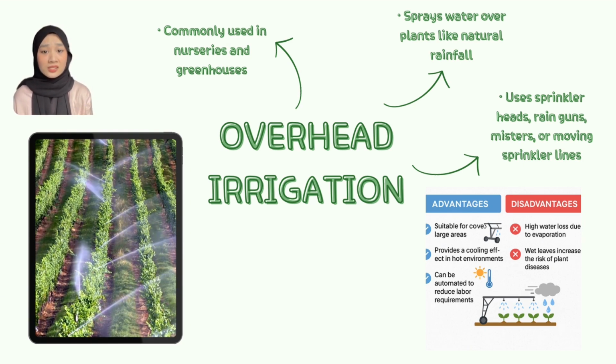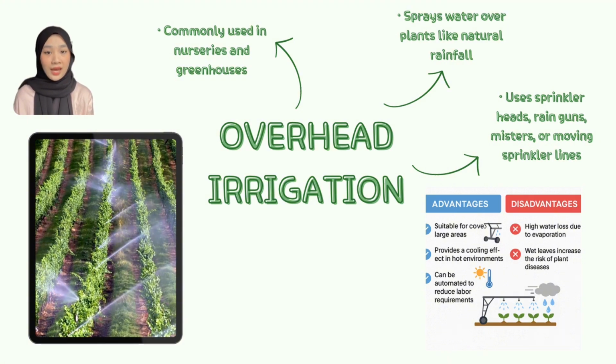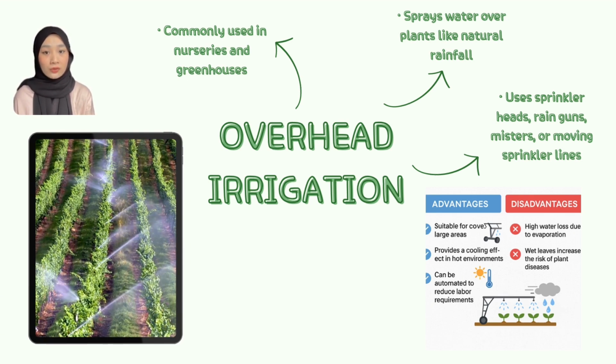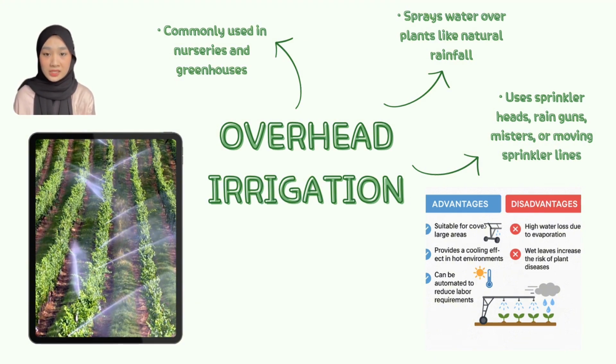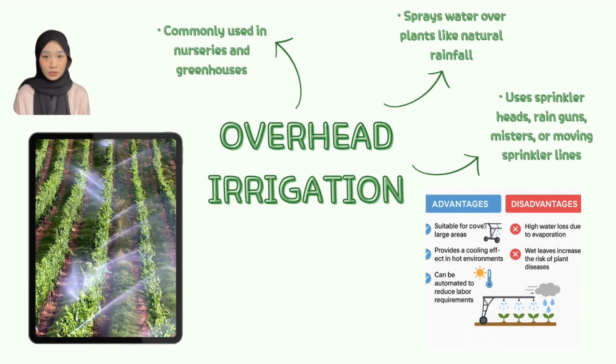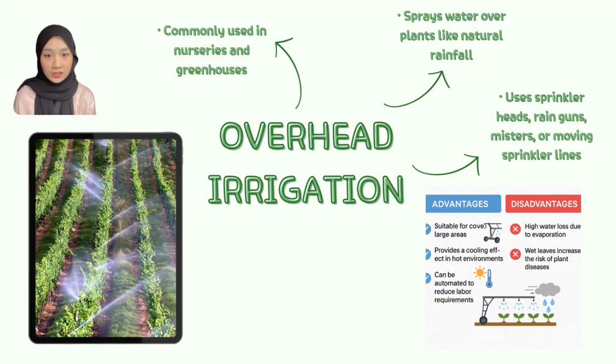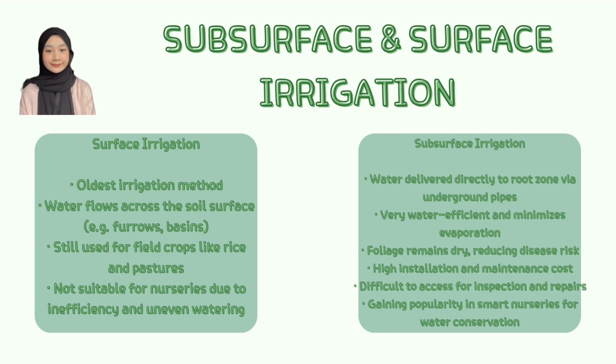But there are some drawbacks. Water distribution can be uneven, especially in windy conditions. A lot of water is lost through evaporation, and wet leaves can lead to plant disease. Even so, this method is still effective if designed properly, especially for plants that don't mind getting their foliage wet.